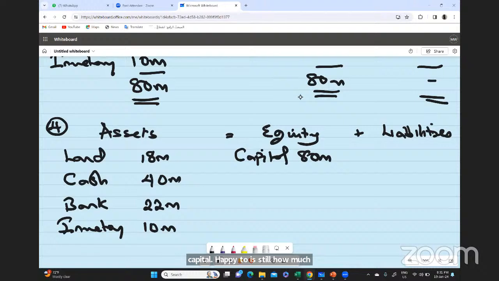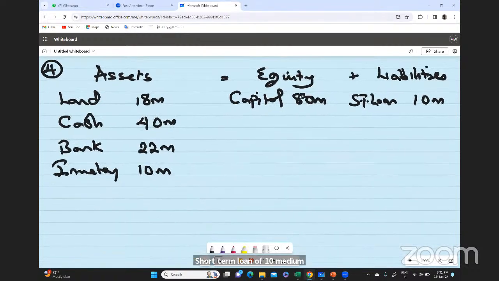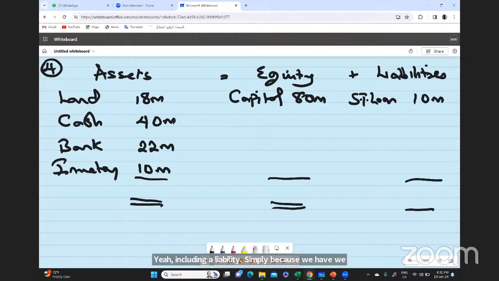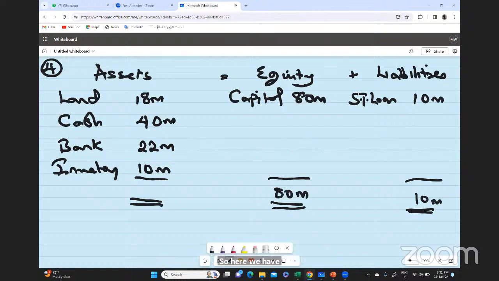Our equity, which is capital, is still how much? 80 million. And now we are introducing an item of a liability, which we are calling a short-term loan of 10 million. We are including a liability simply because we have an obligation to pay back within 1 year. So here we have 10 million, here we have 80 million. And I'm sure if you add here, you'll get 90 million. The position remains constant. It doesn't change.